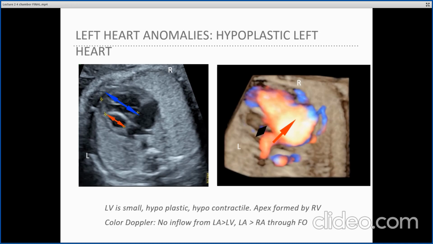Thus, the features of hypoplastic left heart syndrome in the four-chamber view include the small hypoplastic left ventricle, the apex is formed by the right ventricle, and there is complete left to right shunt of the left atrial blood to the right atrium through the foramen ovale.